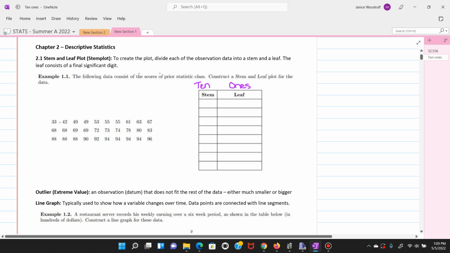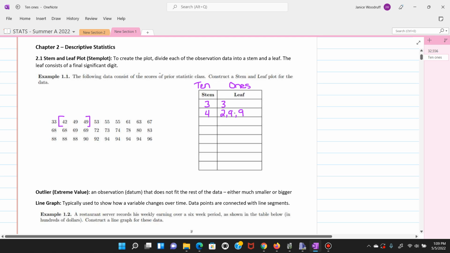Find the smallest one. So you're starting in the 30s as they're in order, so that's nice. So 33, the tens place is 3, and the ones place is 3. There's your stem, there's your leaf. Now you're going to group them together by the tens place. So here you've got 3 values in the 40s. So they all have the same stem. They're all in the 40s, and then the leaves are different. So you're just going to go 2, 9, and 9.